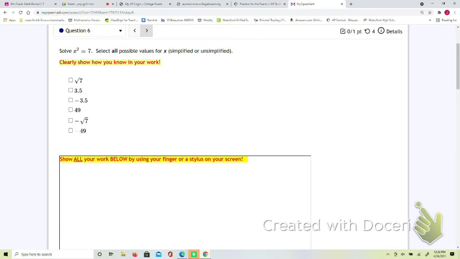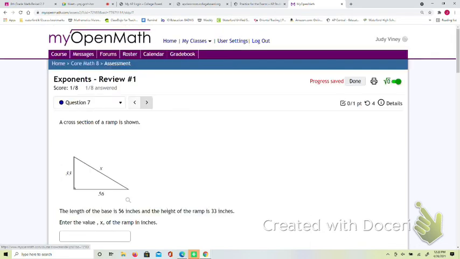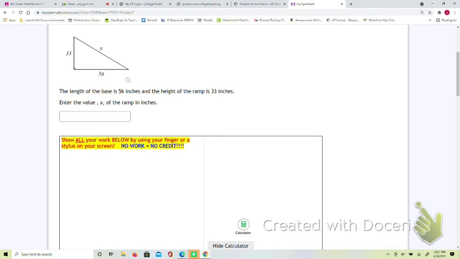Okay, number 7. Okay, there's 2 more. So there's a reason why I had you guys draw the triangle in the notes that we did the other day. Do you remember that when you're doing Pythagorean theorem that the C has to be the longest side? That's why I asked everybody to draw the triangle, because you can label your 3 sides. So we have the X, and we have 33, and we have 56, right?